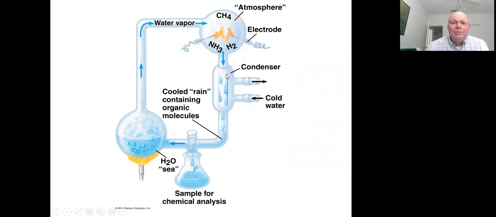And over time, it was very obvious that something was happening, because the water solution that was being condensed was changing from clear to something that was light yellow and eventually would turn into an orange-brown sludge. Something had happened. Something was being produced. And so Miller would tap into the solution and collect whatever was being produced and then do a chemical analysis to find out what was being produced.